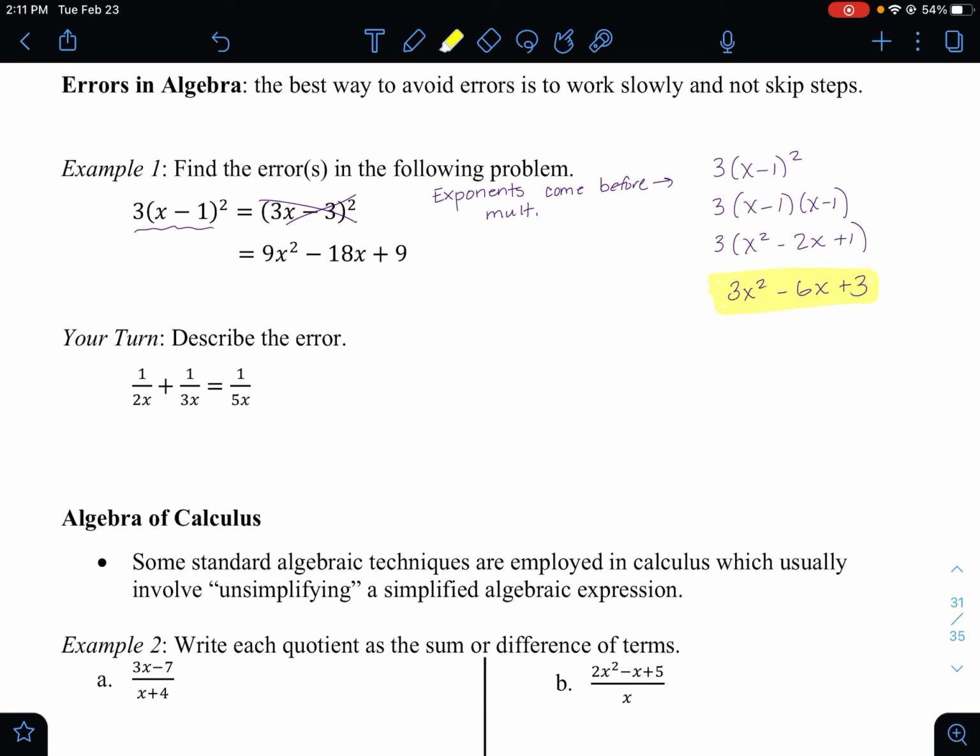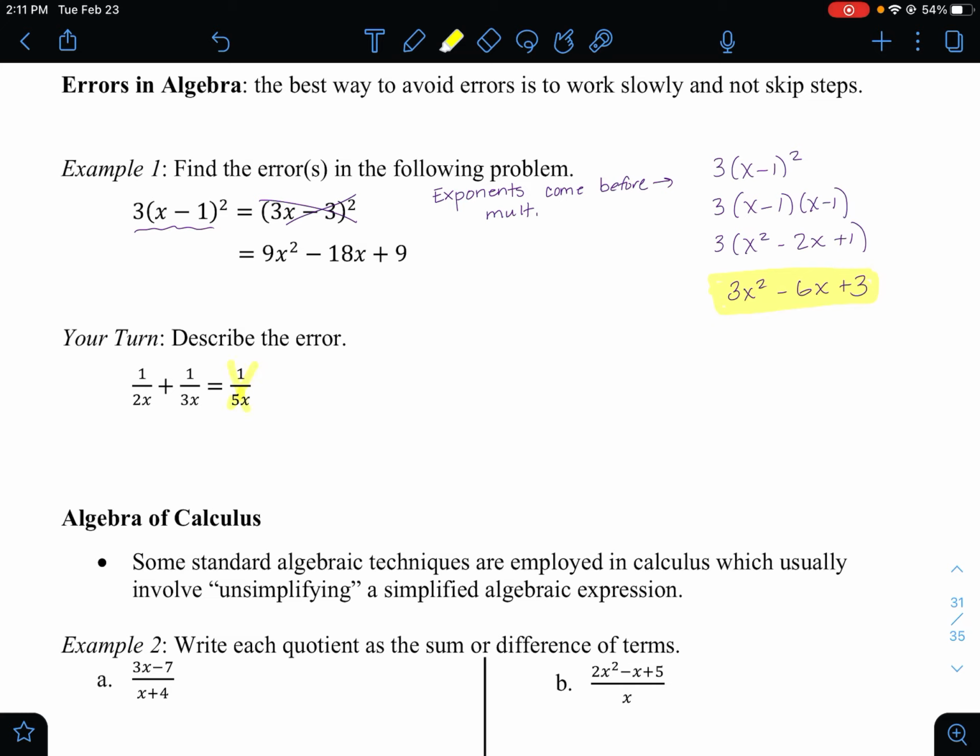All right, so hopefully you did it. The error that they had is they added the denominators. They took 2x plus 3x and got 5x. But we all know that we can't do that when we add fractions. We have to find a common denominator. And then once we have the common denominator, we only add the numerators. We don't add those denominators.